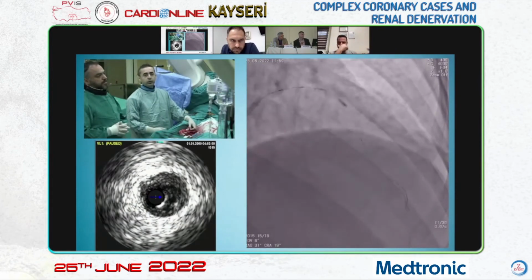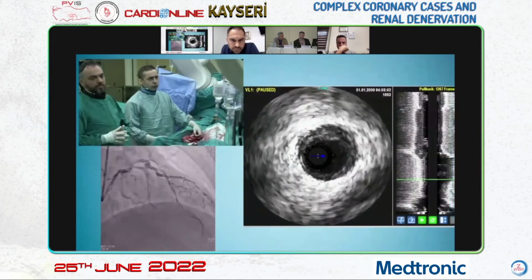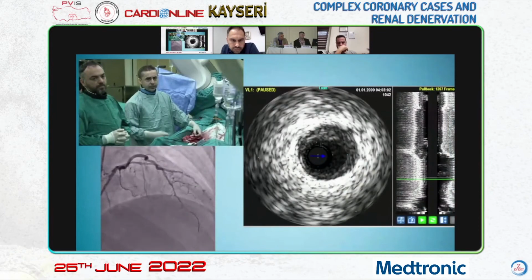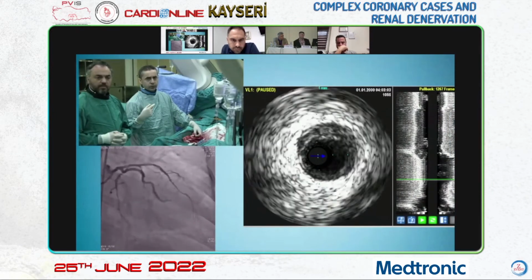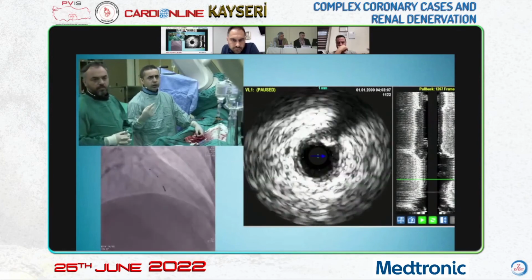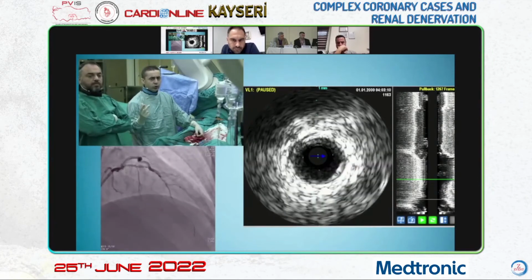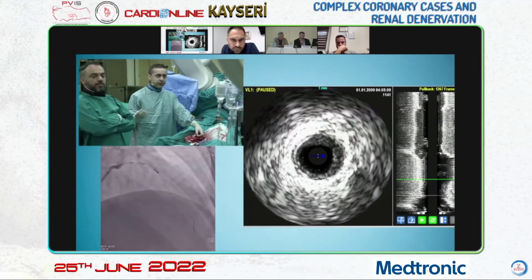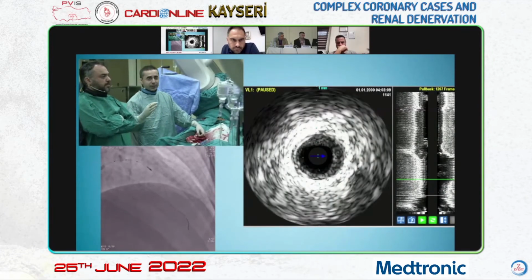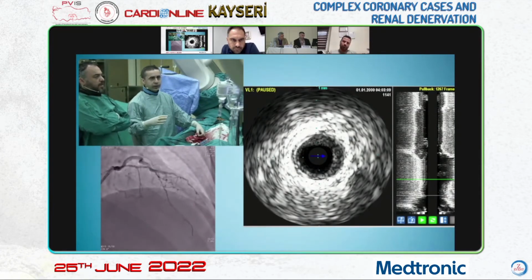We have the region measurement. This is 3.6 in the LAD. You can see the proximal LAD. Can you see the IVUS? It's 4.6. I think that there is a spasm. We are not thinking of a stent.